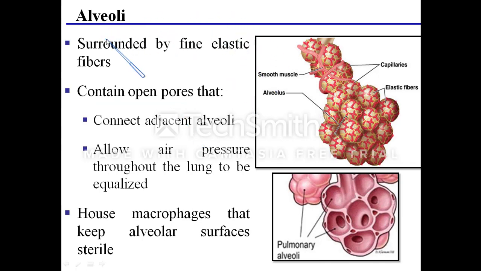Now, the alveoli, which are the basic structural functional unit of the lungs, are surrounded by fine elastic fibers. This is the alveolus, surrounded by fine elastic fibers, and they contain pores. The function of these pores is to connect adjacent alveoli and allow air pressure throughout the lungs to be equalized. And they have macrophages present on the surface of the alveolus.